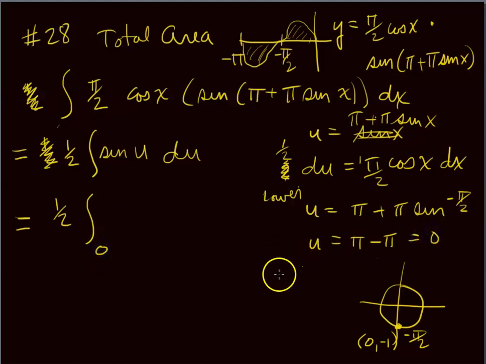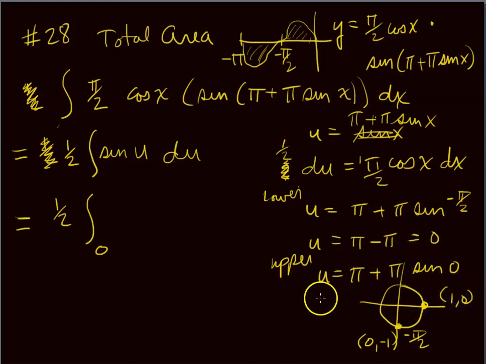We need for the upper limit, u is going to equal pi plus pi sine. That's going to be 0. Well, the sine of 0, this is 1, 0, is 0. So this disappears and we just get u equals pi. So now we're going to go from 0 to pi, sine u du.